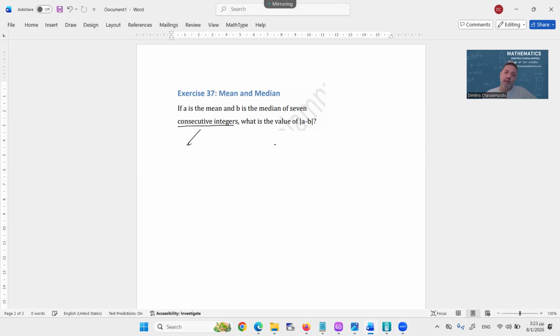Let x be the smaller one. Then the next consecutive integer would have been x plus 1, the one following x plus 2, and like this it would be x plus 3, x plus 4, x plus 5, and x plus 6. So now we have 7 consecutive integers.